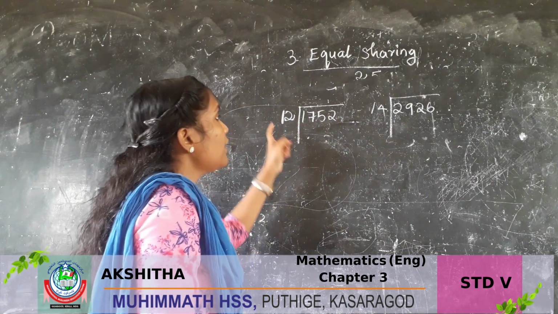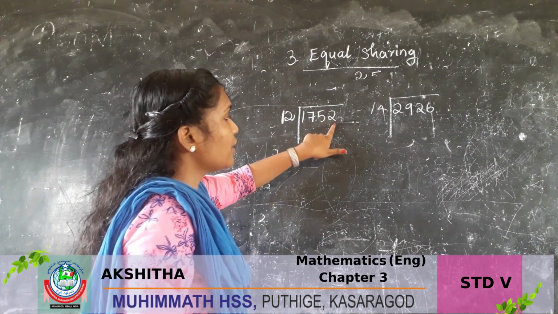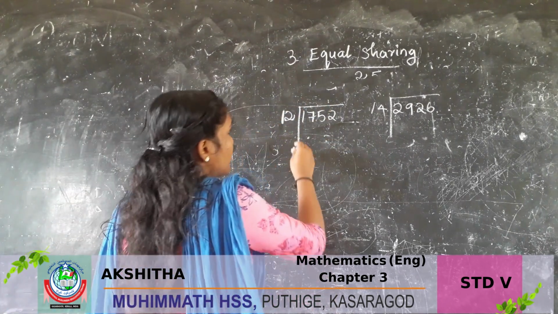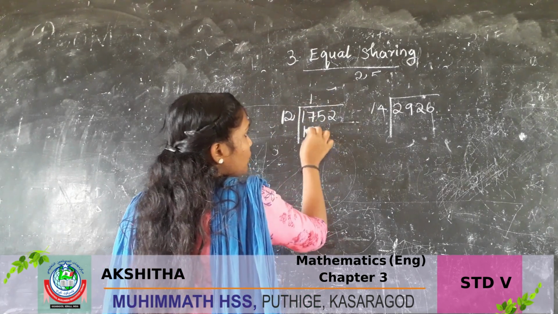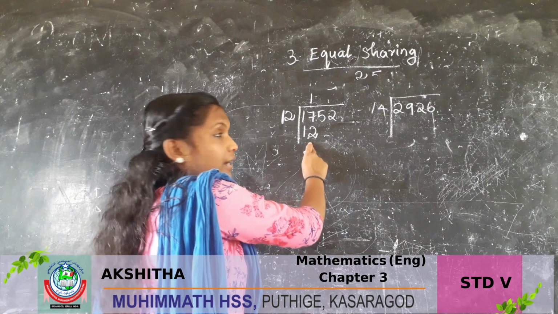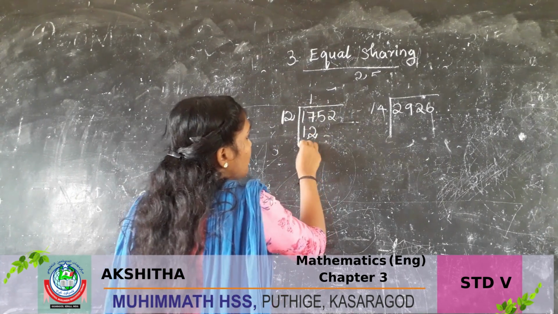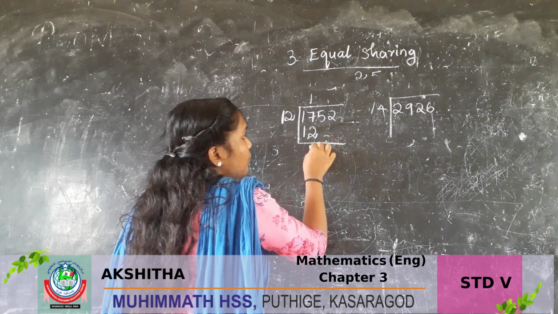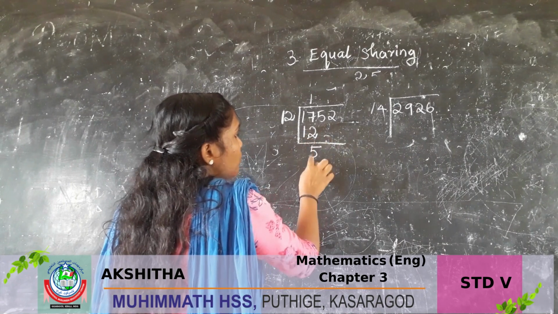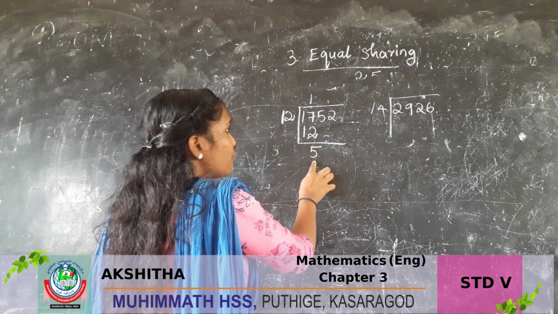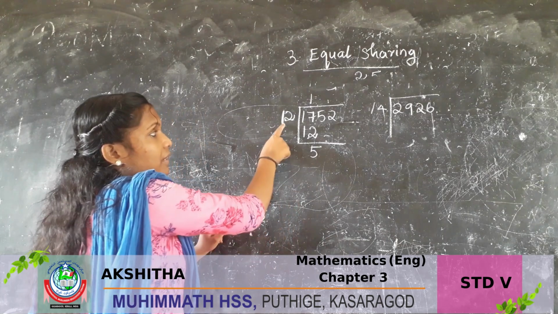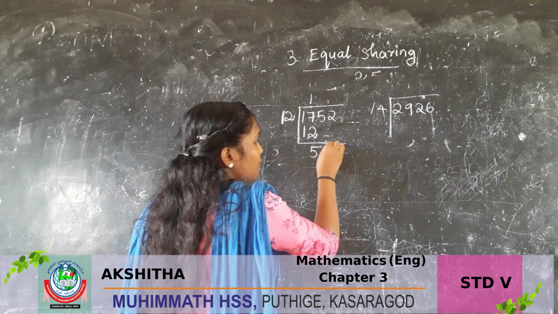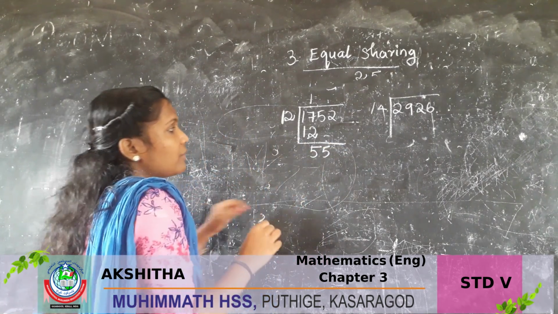Look at this question. 1752 divided among 12. Let us see the answer. 12 1 times 12. So here we have to write the small number, right? So 12 1 times 12. Next 17 minus 12 is 5. 7 minus 2, 5. 1 minus 1, 0. So we should write here 5. 5 is the small number than 12. So we should write here this number also. 55.